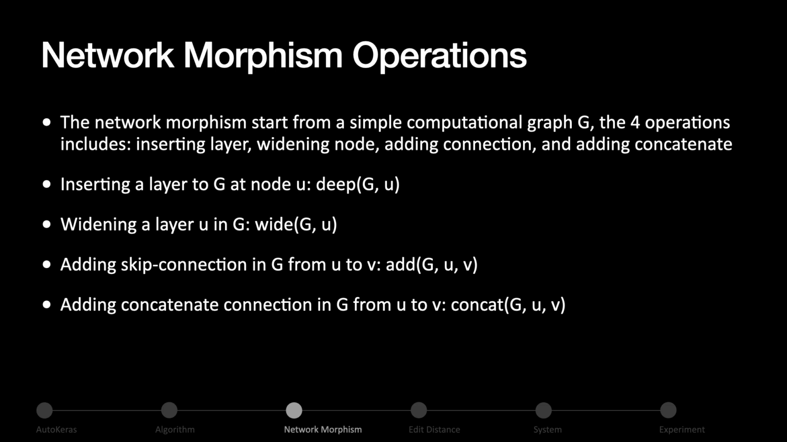Adding skip connection in G from U to V can be represented as operation add of G U V. We need 2 pooling layers that process output U to the same shape of input V. Last, adding concatenate connection in G from U to V can be represented as operation concat of G U V. Because the concatenated tensor is wider than the original, we need extra layers to reduce the width back.